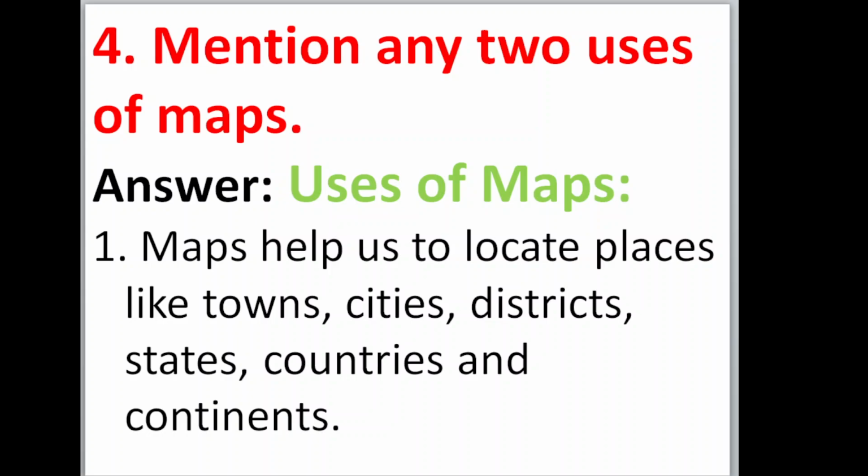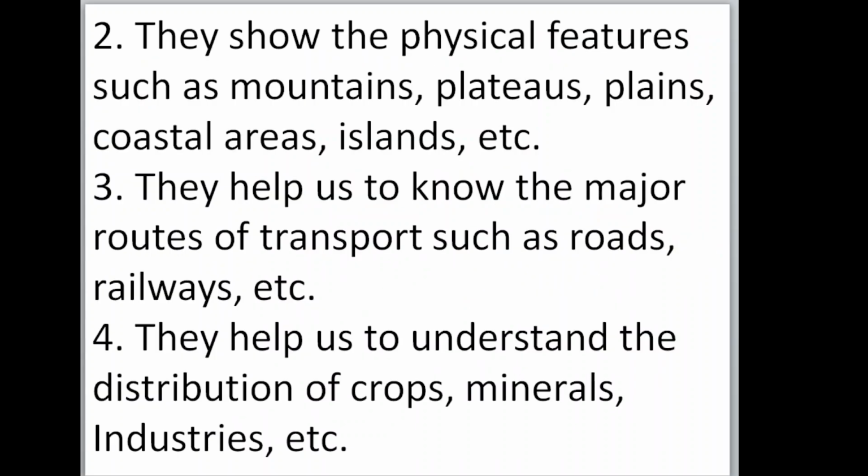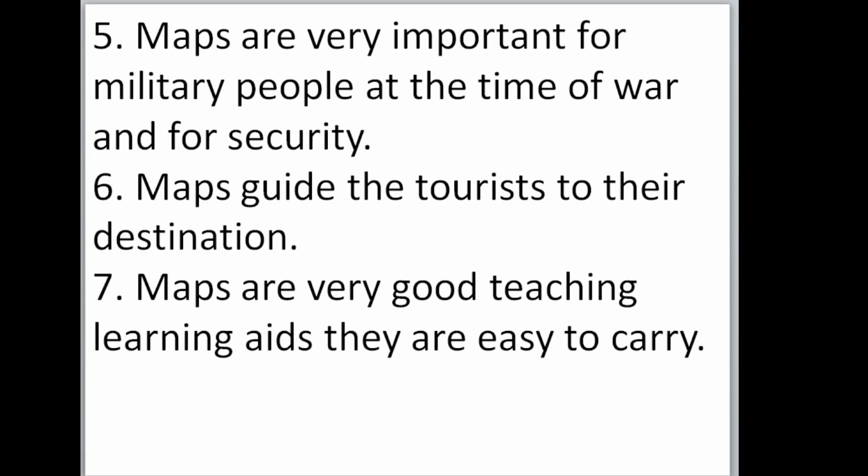Now move to the next. Mention any two uses of map. Any two uses of maps. First one, maps help us to locate places like towns, cities, districts, states, countries and continents. They show the physical features such as mountains, plateaus, plains, coastal areas, islands, etc. They help us to know the major routes of transportation such as roads, railways, etc. They help us to understand the distribution of crops, minerals, industries, etc. So here also you have to write any two uses of the map. Okay, I have mentioned four. Then move to the next.